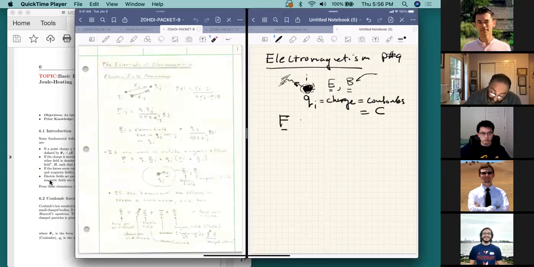F is equal to the charge of the piece of material times the electric field that it is experiencing, plus the charge of the material times how fast it is moving, crossed with the magnetic field B_i. Now, it took a long time for people to figure out that elegantly beautiful little relationship. And what it says is the following.